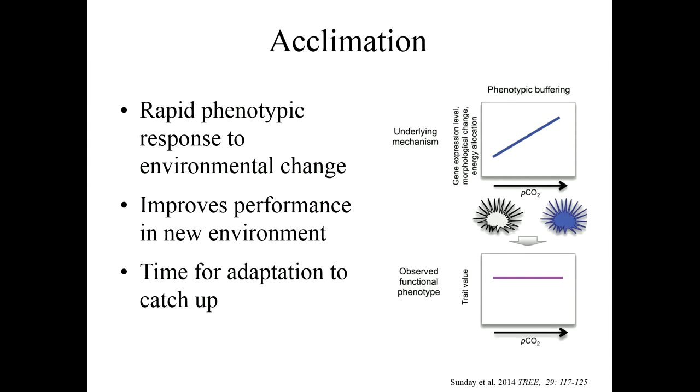And when we're thinking about plasticity in relation to climate change effects, we're usually thinking about a particular type of plasticity which has been referred to as phenotypic buffering. So what we're expecting to see, or hoping to see, is that some sort of observed functional phenotype actually stays stable with a change in the particular driver of interest. But underneath that, there will be plasticity in things like gene expression or morphology or energy allocation that's actually allowing for that phenotype to remain where we were hoping that it would. And so that's often been referred to as phenotypic buffering.